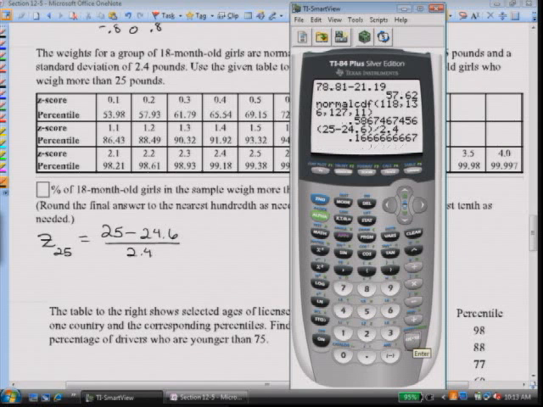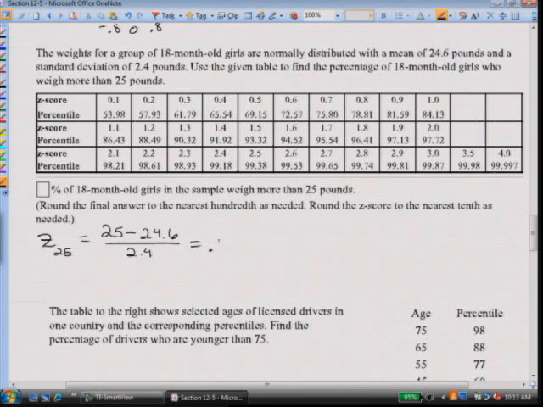And you get 0.16. So remember, they want you to round your z-score to the nearest tenth. So that's actually going to be 0.2. So this is equal to 0.2. So that's my z-score. Now I want to know the percentage of girls that weigh more than that.